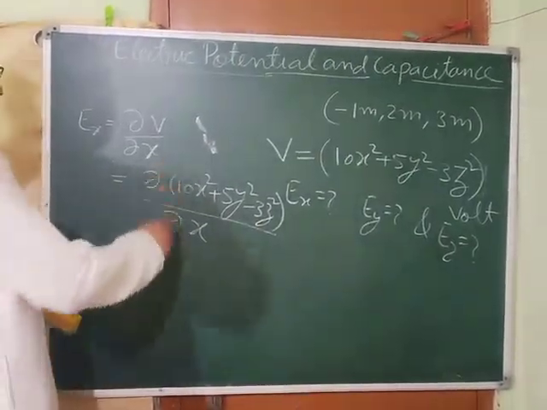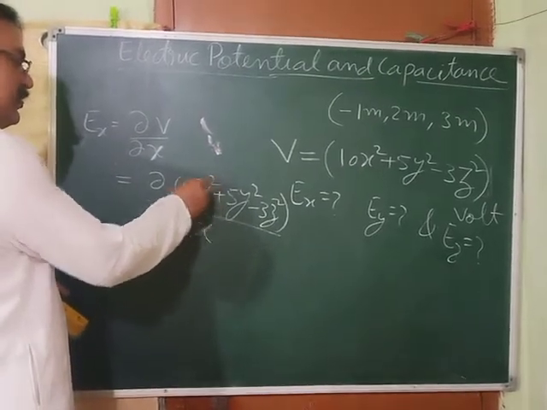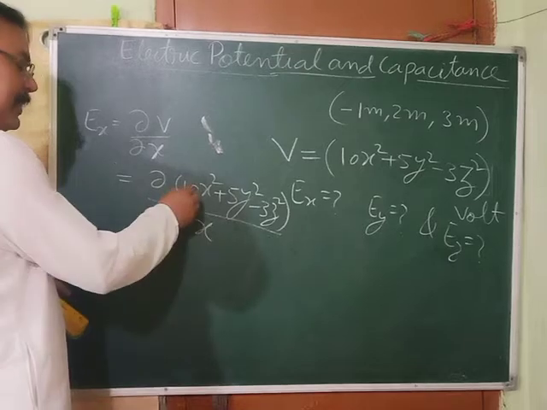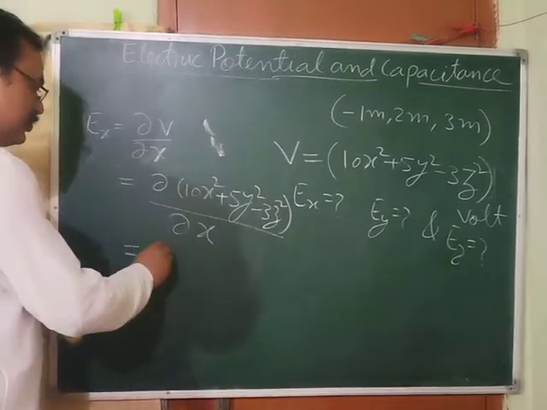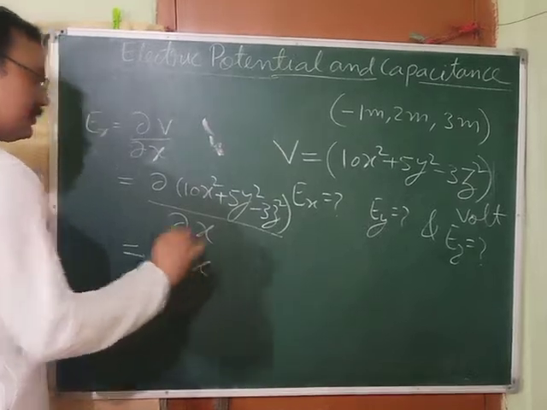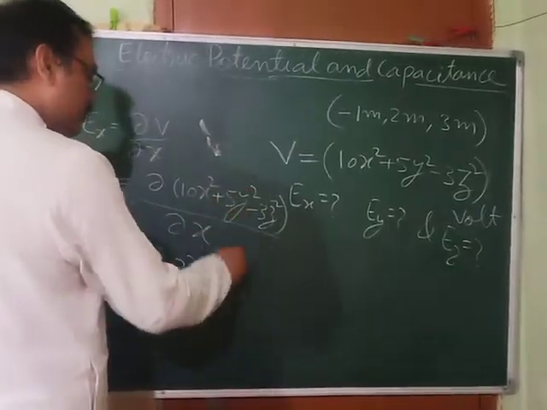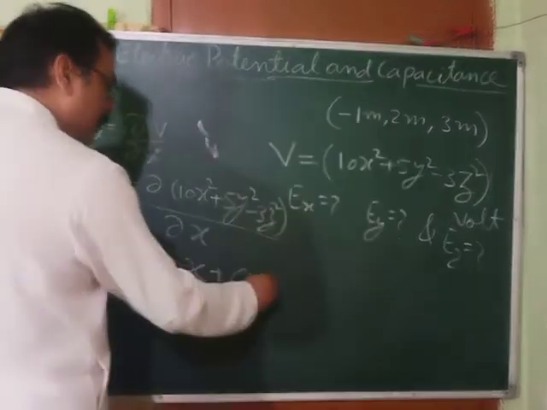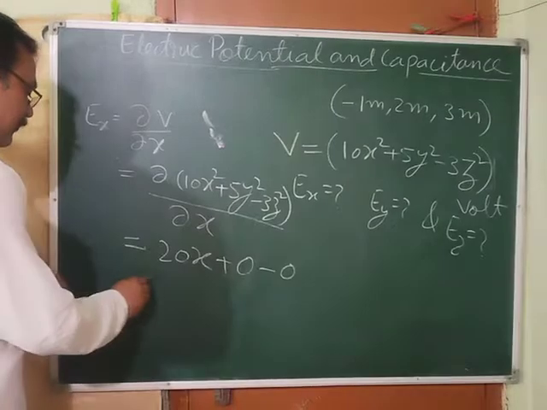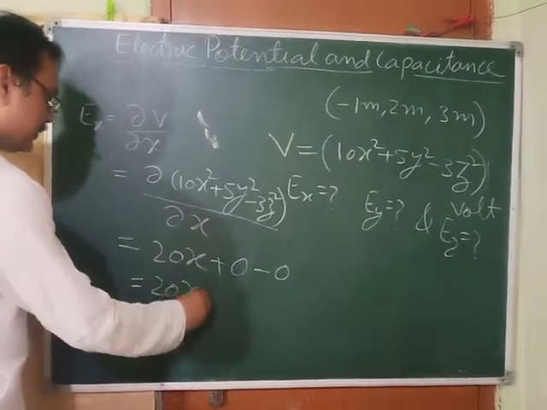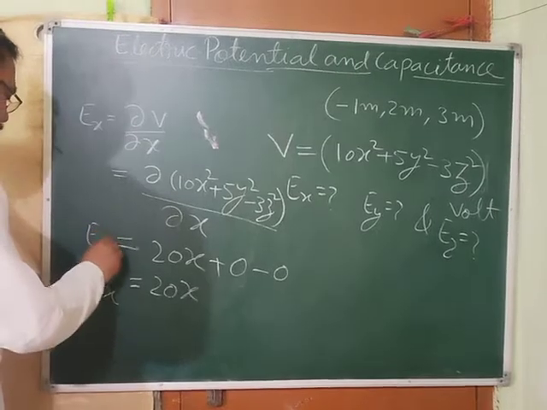Now, when we differentiate this, what will you get? This 2 will get multiplied with this, so you will get 20. And this power will reduce by 1. So it will remain only x. So what you will get? 20x. That's okay. Now what about this? 5 is constant, y is also constant. So what you will get? 0. Here 3 is constant, z is also constant. What you will get? 0. So what are you getting finally? 20x. So our Ex is how much? 20x.